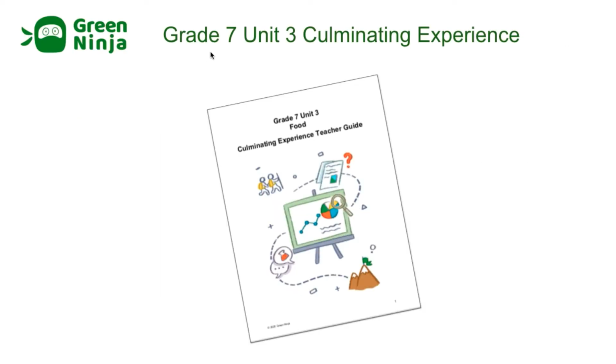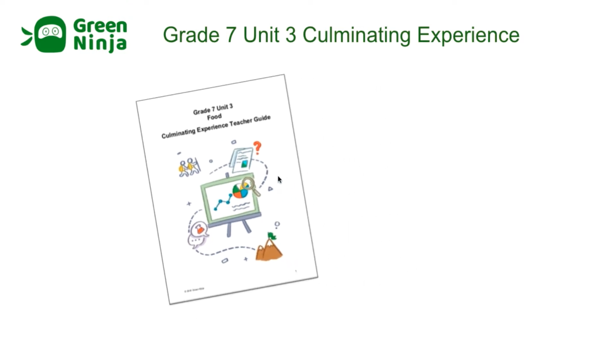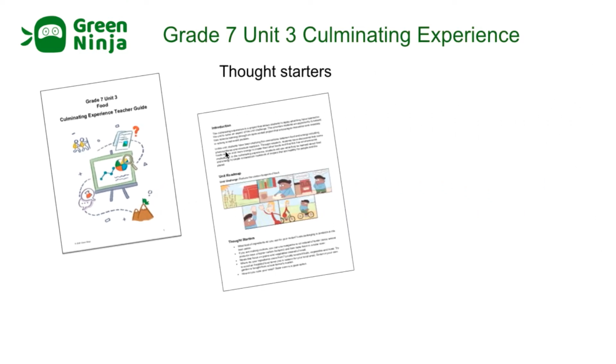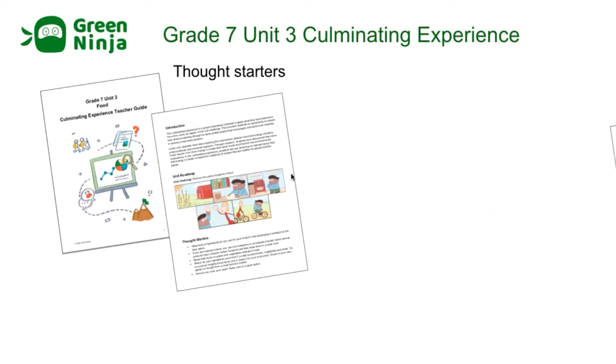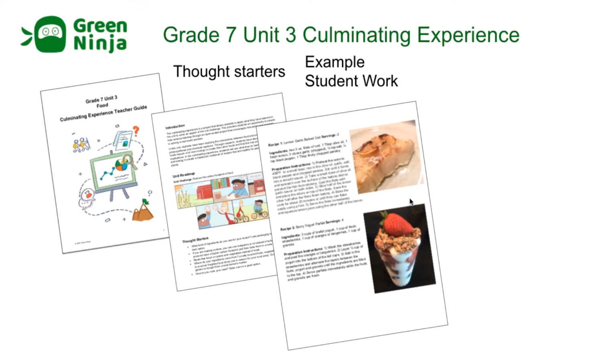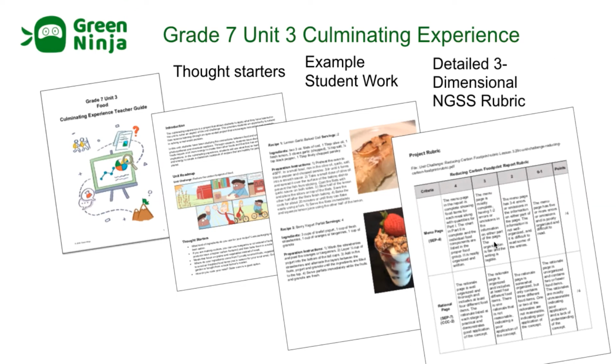For more details, check out the PDF Culminating Experience Teacher's Guide in Lesson 3.29. It's an online-only exclusive. It's not printed in the teacher guide. We'll walk you through some of the key pieces that you'll find in this PDF now. It's got thought starters if students are struggling with ideas, example student work, and our detailed rubric with categories for each of the 3 NGSS dimensions. Let's see how we support students during this whole experience, lesson by lesson.